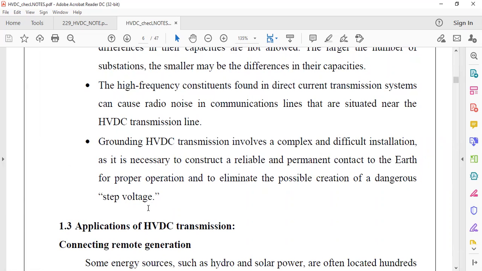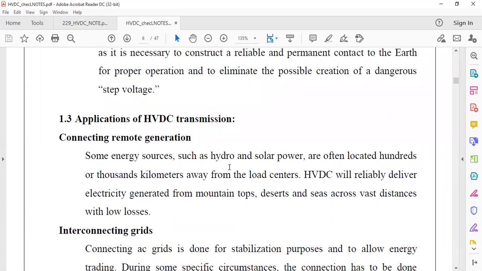Step, actually once AC shock, okay, AC shock will be somewhat okay, but DC shock gives a very steep voltage, so it is dangerous for us. Once a DC shock comes, we cannot bear that shock, right? This is the first topic we covered, that is advantage and disadvantage of AC transmission system, right?